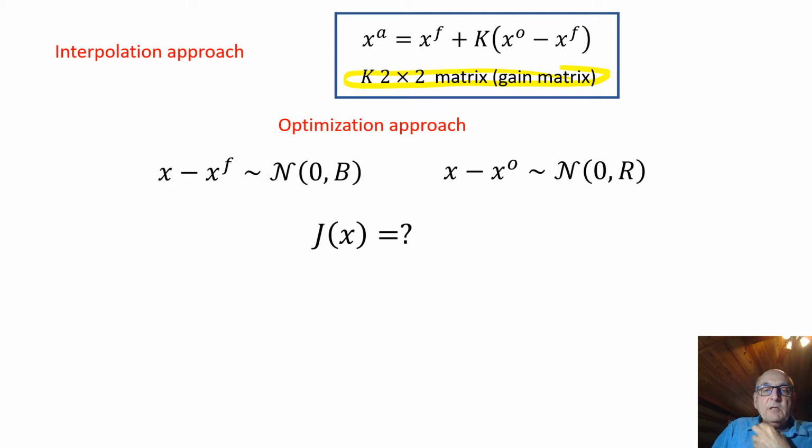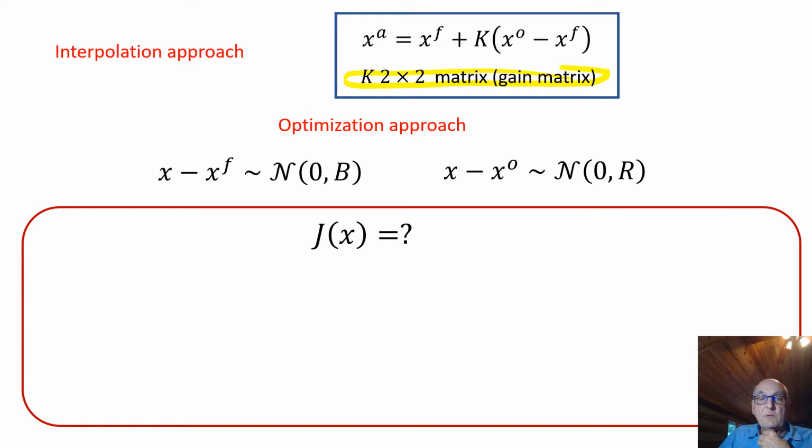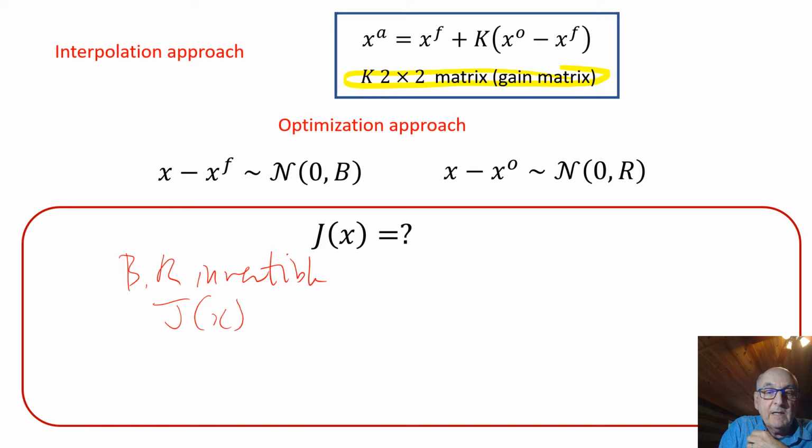What if we do the optimization approach? Again, we have X minus XF normally distributed, X minus XO normally distributed. What is J of X going to be? So that's a question. I will assume that B and R are invertible. And then the question is, what is the functional that you're going to try to minimize? Well, it's just that now it's a vector instead of being a scalar. You're in a vector base space, but you can still write out a quadratic.